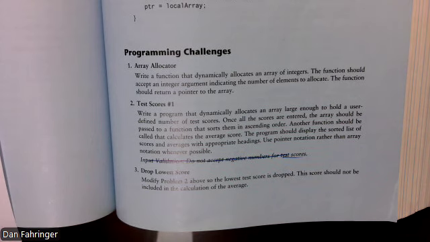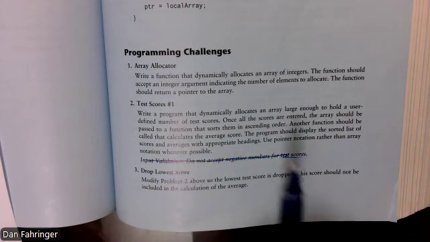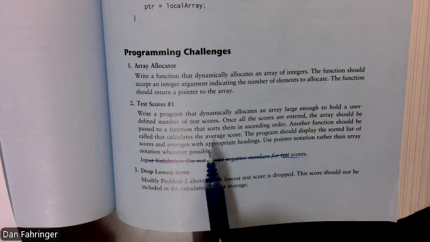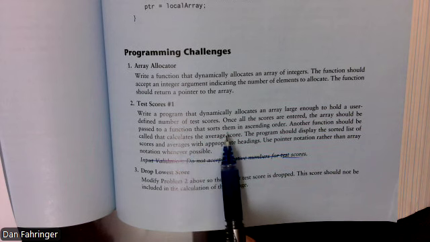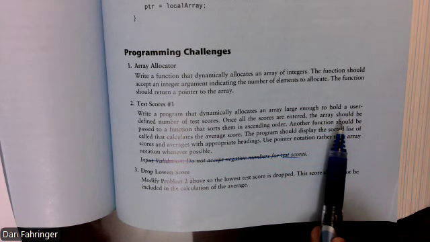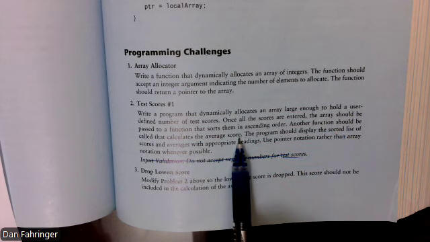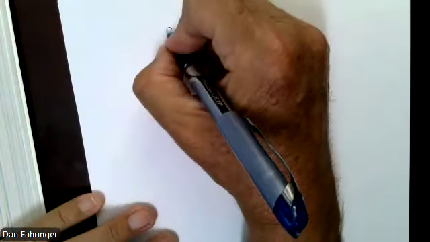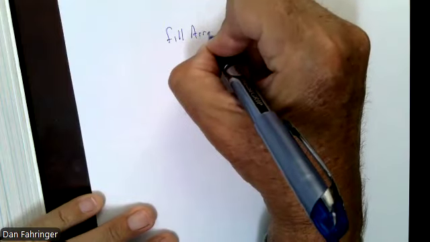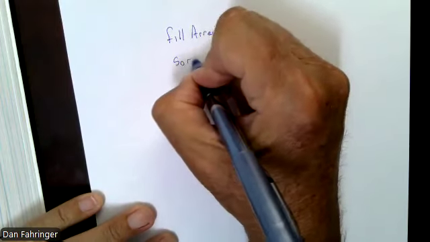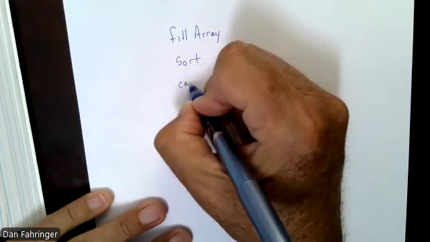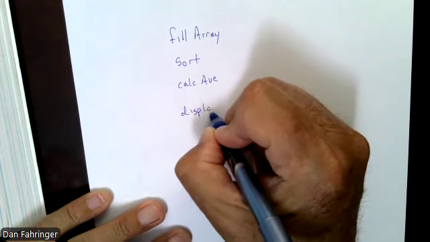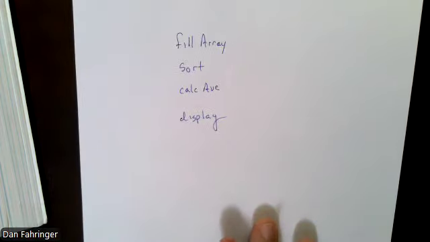So I need to come up with a main to make sure we all have the same main. Write a program that is going to fill an array of numbers. Agree? Fill an array of numbers, send them to a sort, then go find the average, then display everything. I need fill an array, I need sort, I need calc average, I need display.